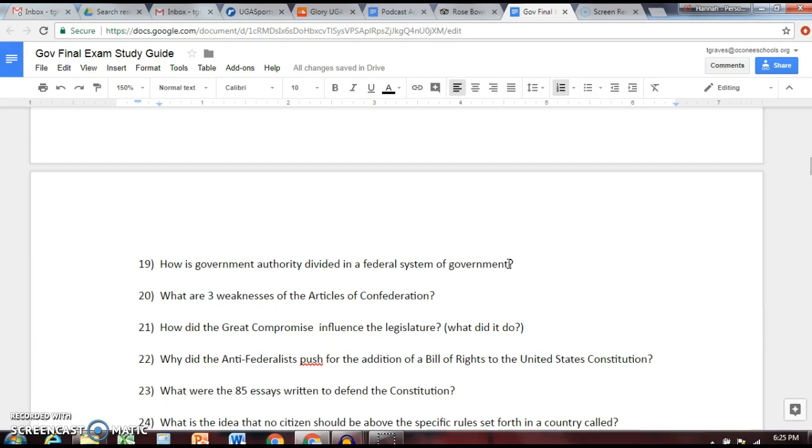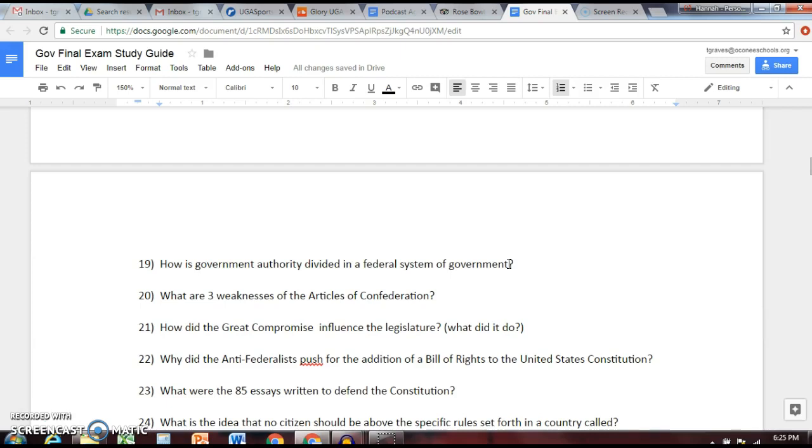Number 20, what are 3 weaknesses of the Articles of Confederation? The Articles of Confederation was the first plan of the government of the United States before the U.S. Constitution, but it was a bad plan. That's why we had to scrap the Articles of Confederation, get rid of them, and start all over with a second plan that we call the U.S. Constitution. But a couple of weaknesses of the Articles of Confederation, reasons why we had to get rid of them.